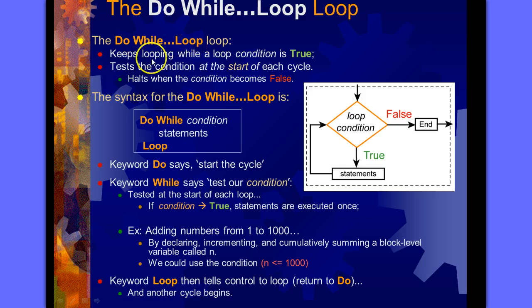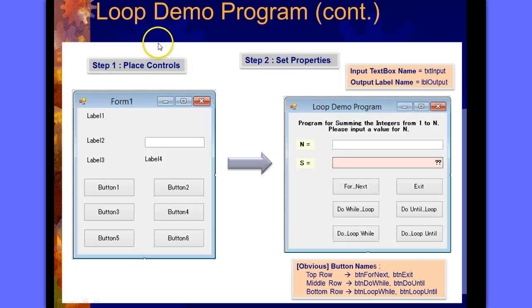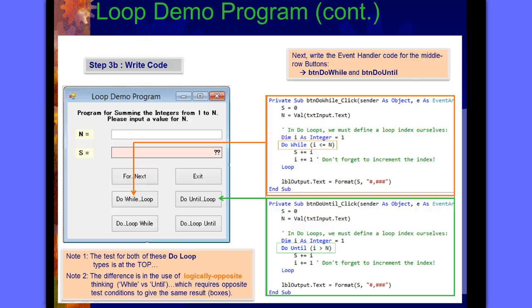So the do-while loop keeps looping while a loop condition is true. It tests the condition at the start of each loop, so the while gets checked at the beginning. It halts when this condition becomes false. Right? So over here, if the user put in 15, when i becomes 16, it's going to stop.